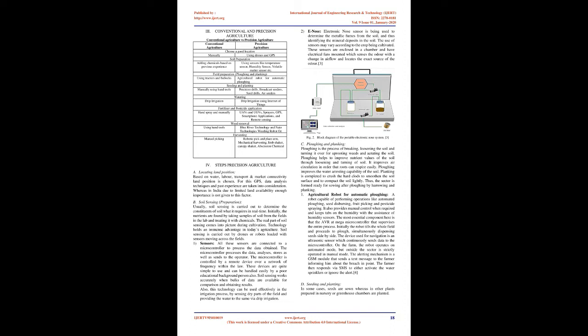3. Plowing and planking. Plowing is the process of breaking and loosening the soil and turning it over for uprooting weeds and aerating the soil. Plowing helps to improve nutrient values of the soil through loosening and turning of soil. It improves air circulation so that roots can respire easily. Plowing improves the water-retaining capability of the soil.